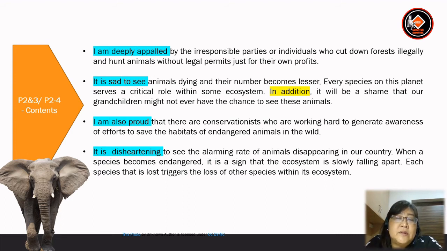The third example, I'm also proud that there are conservationists who are working hard to generate awareness of efforts to save the habitats of endangered animals in the wild. And the last example, it is disheartening to see the alarming rate of animals disappearing in our country. When a species becomes endangered, it is a sign that the ecosystem is slowly falling apart. Each species that is lost triggers the loss of other species within its ecosystem.